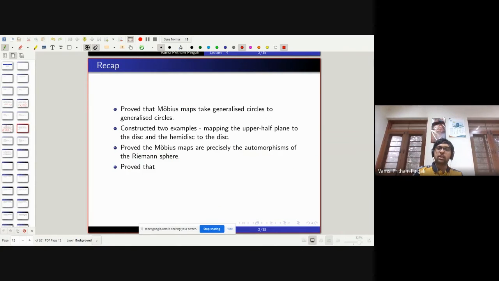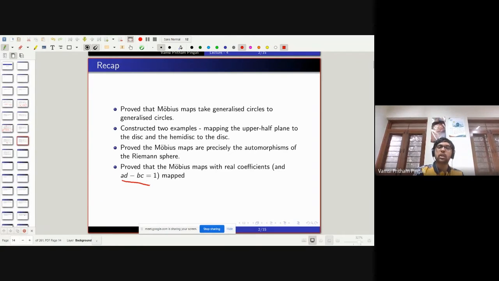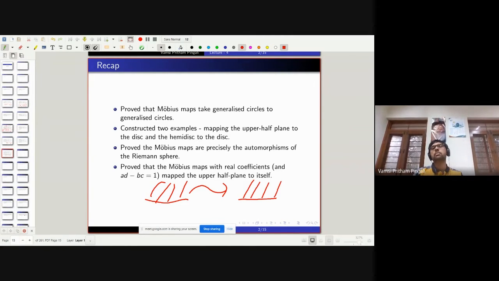Then we also proved that Mobius maps with real coefficients, that means things like this, where A, B, C, and D are all real, and satisfying AD minus BC equals 1, map the upper half plane to itself. So the only Mobius maps that conformally map the upper half plane to itself are those that have real coefficients and satisfy this. So that's what we proved.